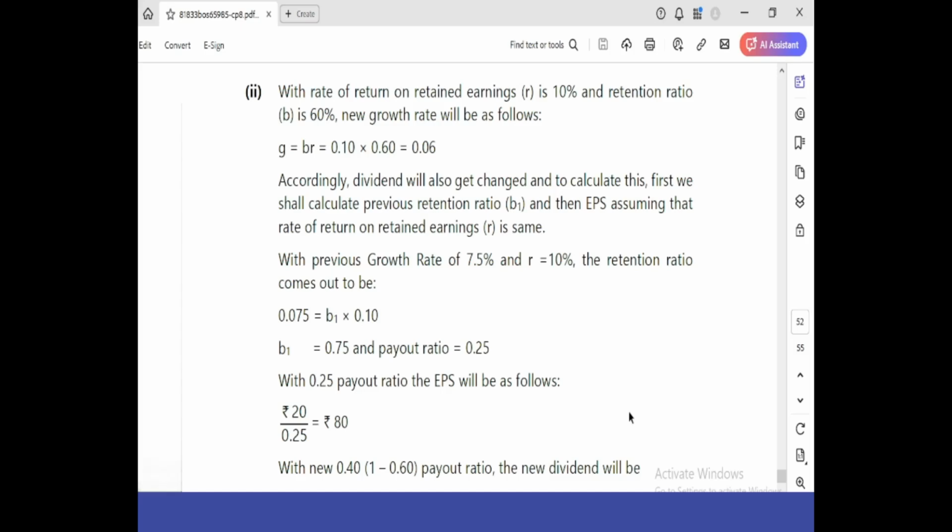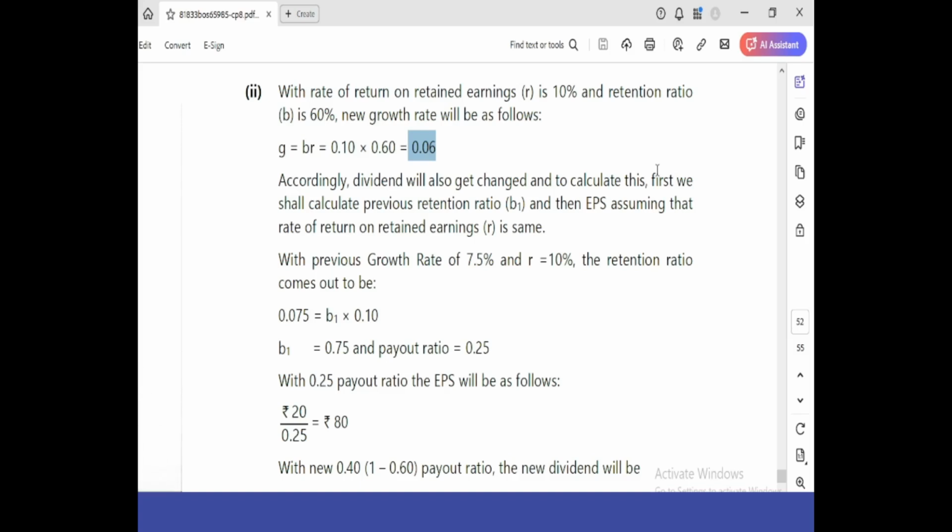Have they shown that? Yes, sir. That is 0.06, or 6%, is the growth rate. Yes, there is a change in growth rate. Yes or no? What is the growth rate earlier given? 7.5%. Now it is 6%. Agreed. Now, how to calculate the cost of equity?